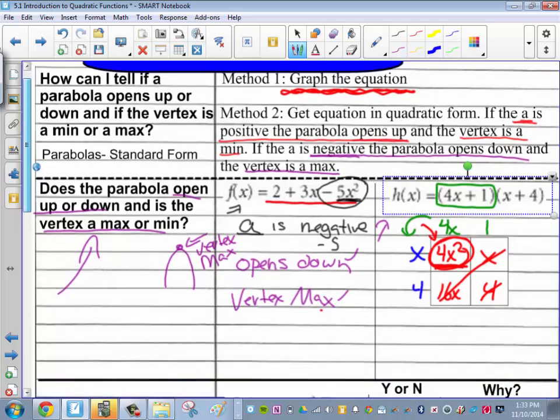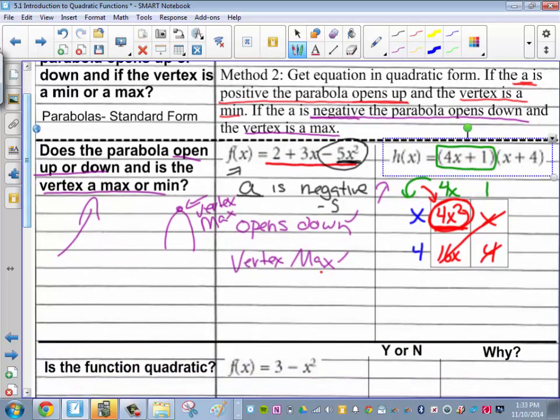So from that 4x squared, let's identify: does it open up or down? Well, the A right here is positive. So therefore, it opens up, and because it opens up, the vertex is a min. There's your vertex. And so that's how you can determine if you got a parabola that opens up or down and what the vertex is. Just figure out what the A is.